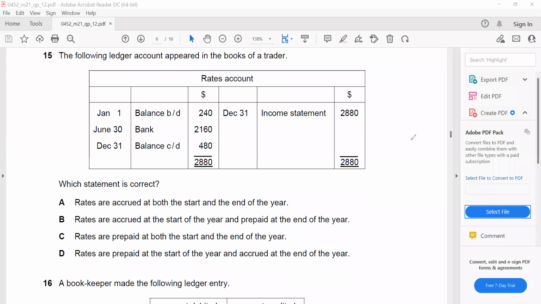The following ledger appears in the books of a trader. Rates, balance brought down, bank. Which statement is correct? Rates are accrued at both start and end. This is the start, this is the end. So this statement is wrong because it's not both. This is a prepaid. This is accrued. Rates are accrued at the start of the year and prepaid at the end. So this one is the wrong way round.